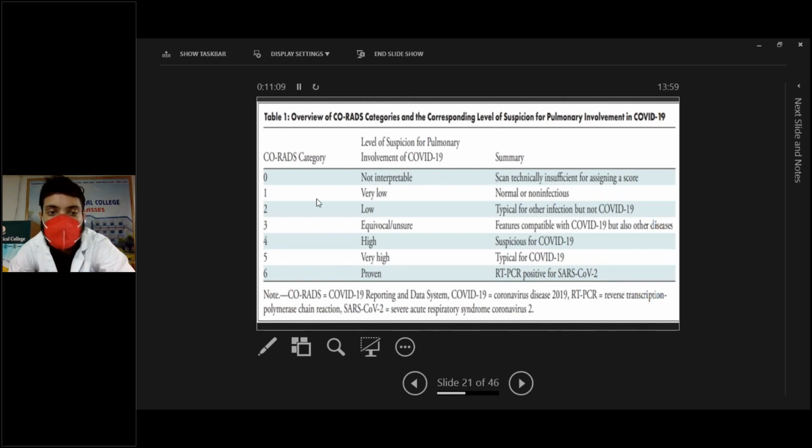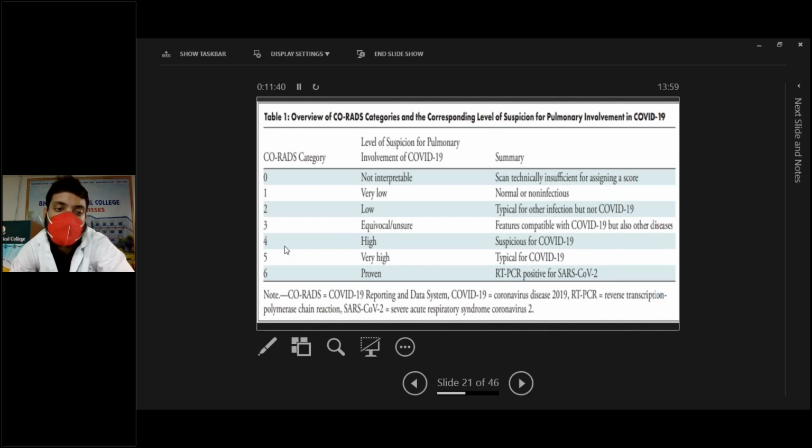So CORADS 1, like I said, is completely normal or non-infectious. CORADS 2, the level of suspicion is low. There may be findings like tree in bud, as I told earlier, but the typical features we see are not for COVID-19. CORADS 3, the radiologist is unsure whether the findings are for COVID or not COVID. You can also see them in influenza cases. CORADS 4 and 5, the suspicion levels are high and very high.